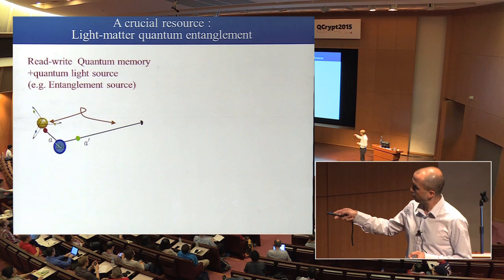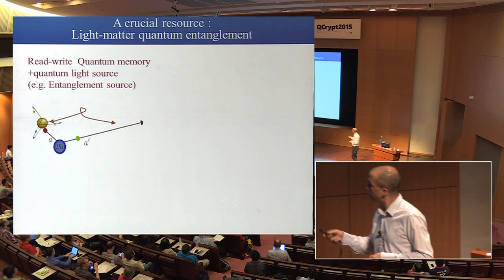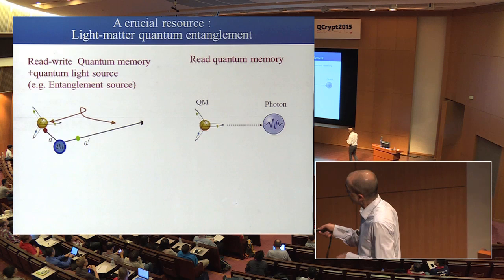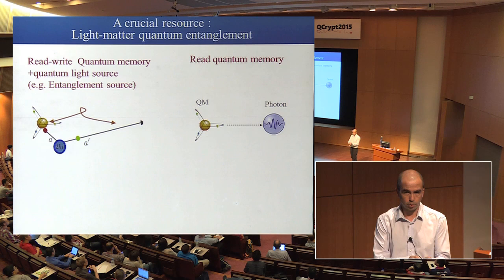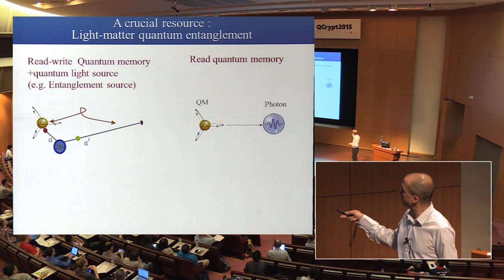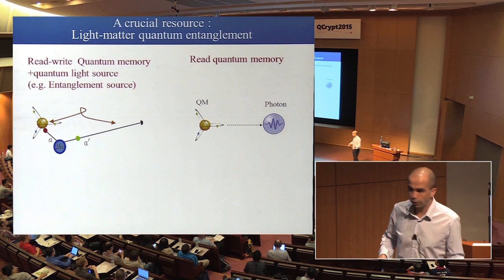One of the photons will be stored in the memory, and the other photon can be sent far away. So this is one way to have this entanglement. There is another way, which is actually quite used as well, which is what we call a read-only memory. The idea here is that you have your quantum memory, and you excite this quantum memory with a classical laser pulse, and the memory will emit a photon, and this photon will now be entangled with an internal degree of freedom of the memory, for example, a spin degree of freedom or an atomic excitation.